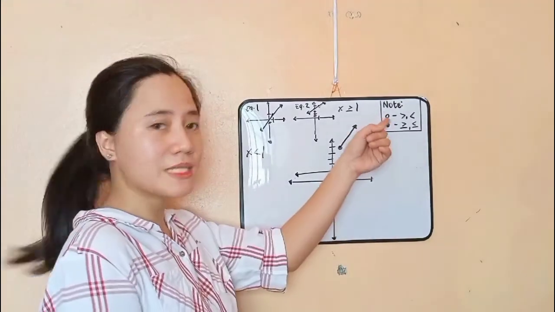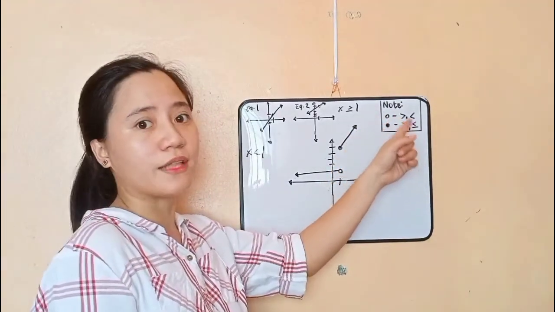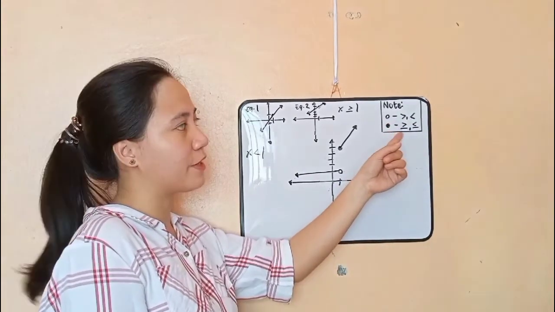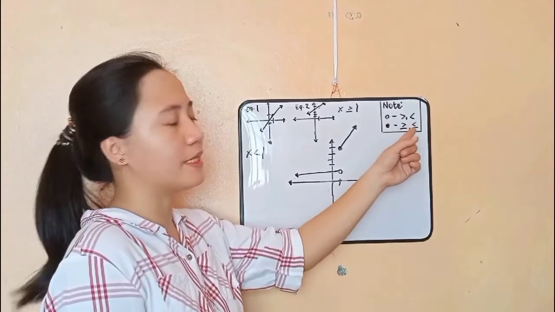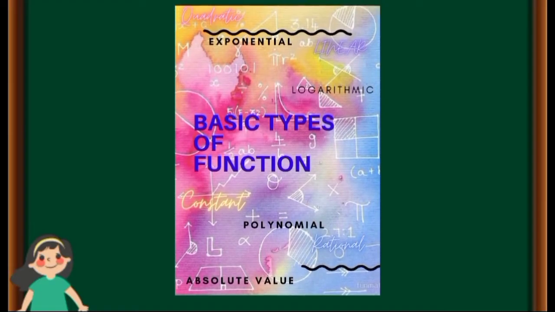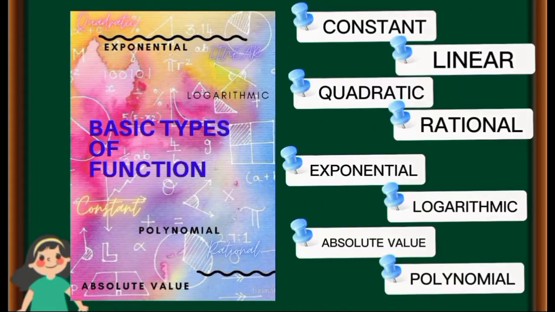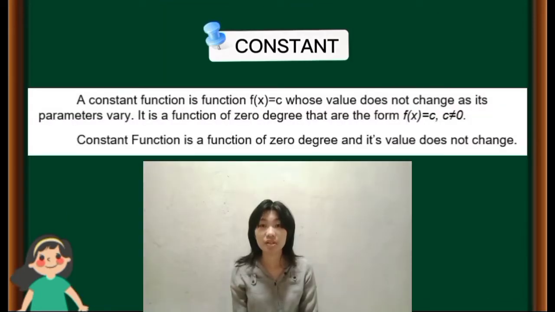Remember to use an open circle for greater than or less than signs, and use the closed circle for greater than or equal to or less than or equal to. So now we will discuss the basic types of function. The first type of function is the constant function.